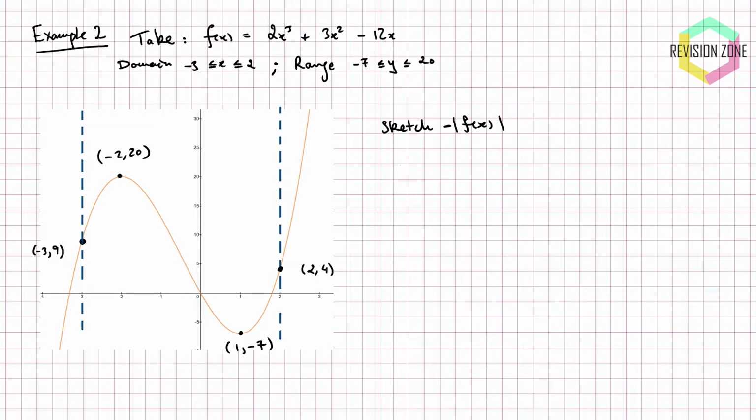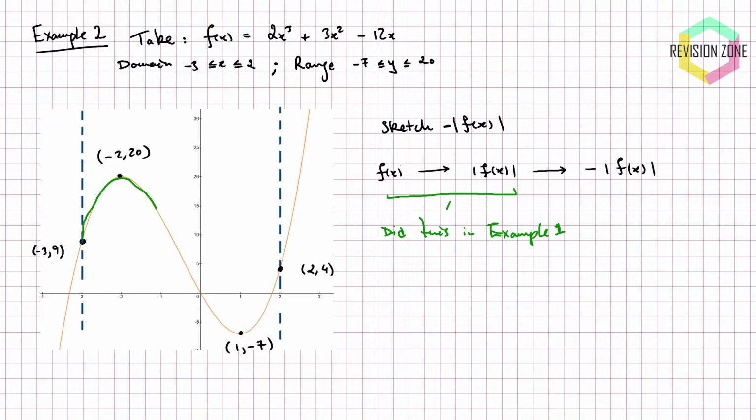The way you would do this is you would start with f of x, then carry out a transformation to get the modulus of f of x, and then carry out another transformation to get the negative of the modulus of f of x. The useful thing is we did this in example 1, so we already know what the graph is going to look like for that. Let me put that in, in green. So we saw that the graph is going to look something like this. I'm sorry for not holding my pen as well as I should, but I hope this is okay. So that's what the first part does.